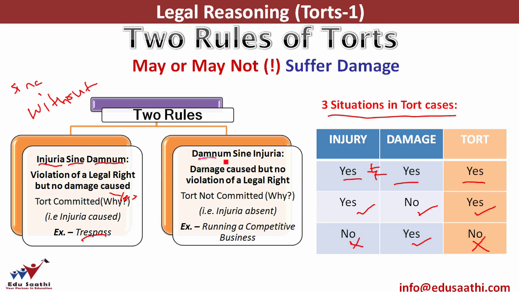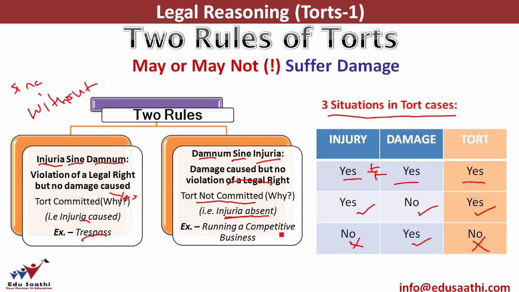Next rule is damnum sine injuria, damage without injury. Like we already discussed, if there is a damage but there is no violation of legal right, in that case tort is not committed. Injuria is absent, that's why tort is not committed. Injuria is the most essential element to the offense of tort, but in this case there is no injuria, so it would not amount to tort.